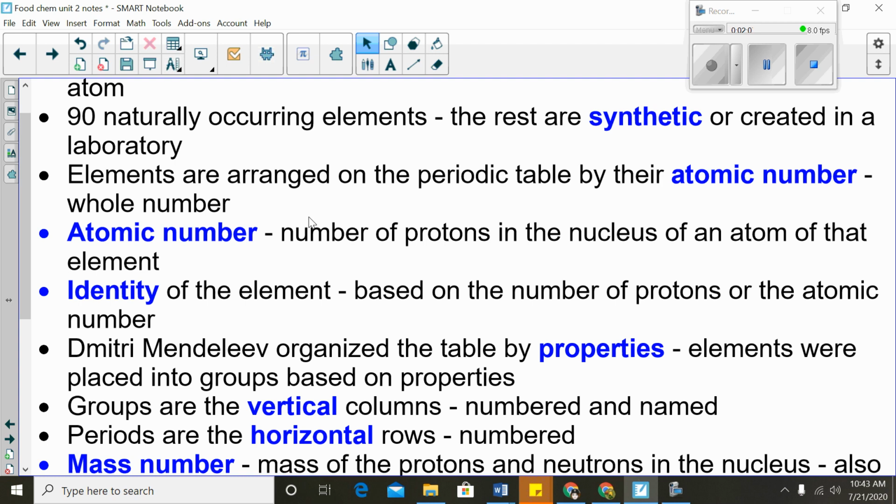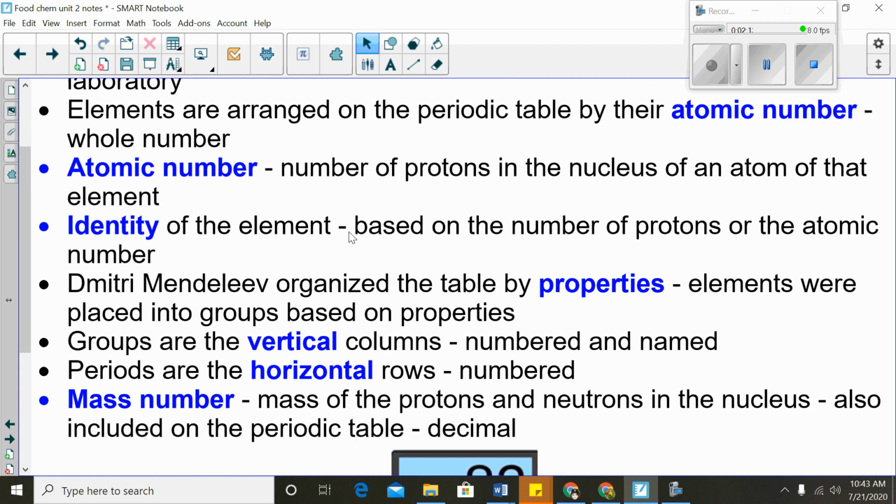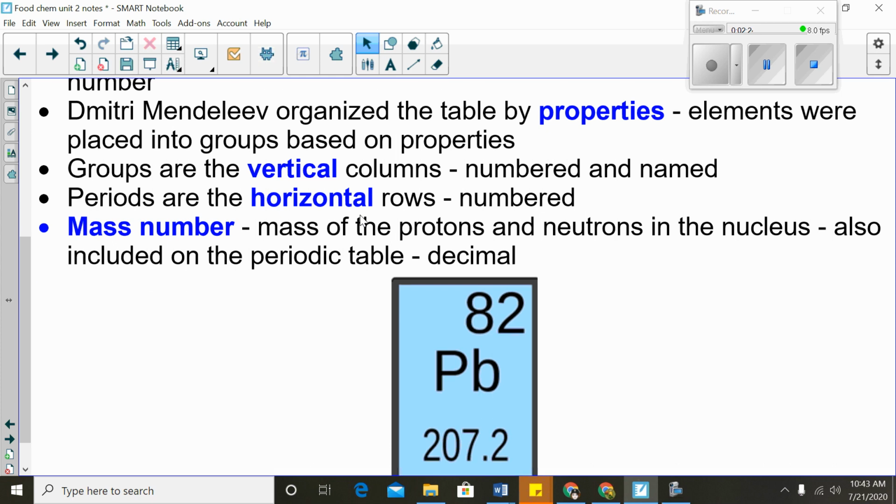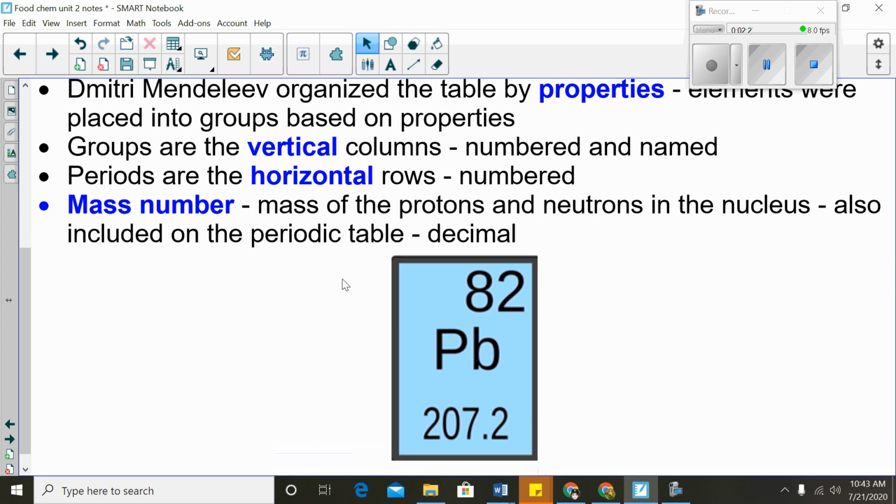Now, Dmitry Mendeleev organized the table by properties. Elements were placed into groups based on properties. So groups are the vertical columns that are numbered and named. Periods are the horizontal rows, which are numbered. And then we also have a mass number. This is the mass of the protons and neutrons in the nucleus, which is also included on the periodic table. And you will see these as a decimal. So you can see this is a little piece in the periodic table. So each element is put into its own box. You'll see a symbol. The whole number is the atomic number, and this decimal number is the mass number.